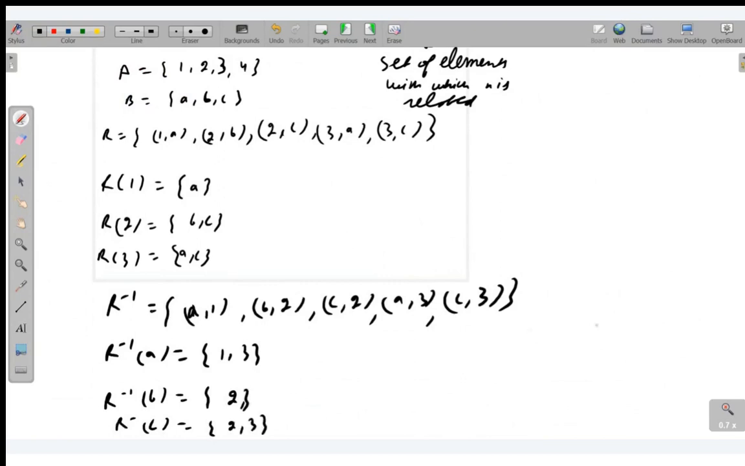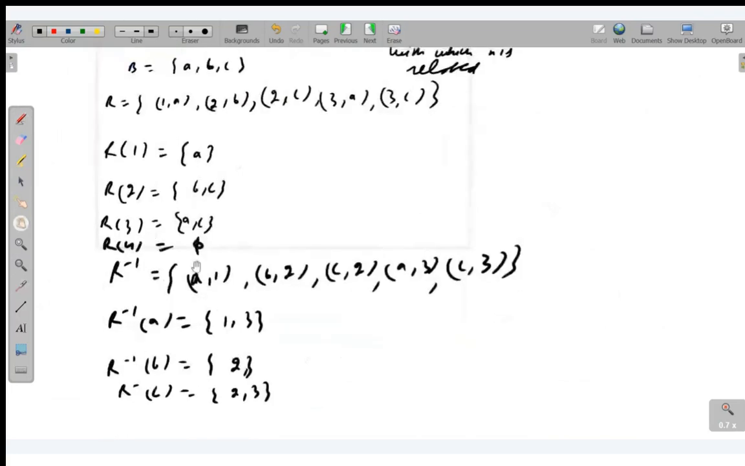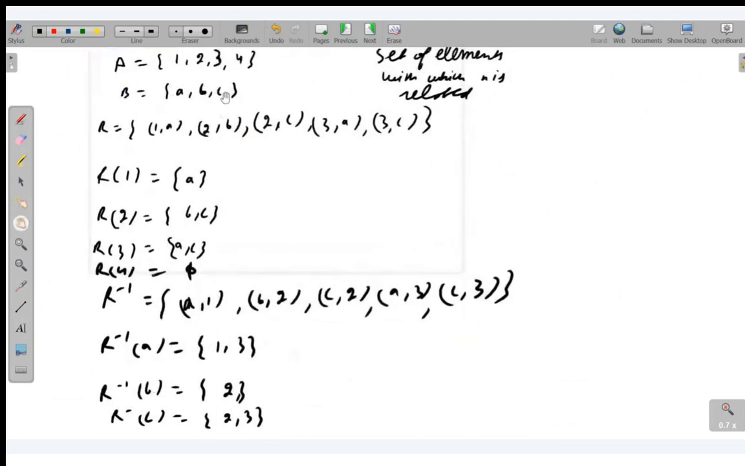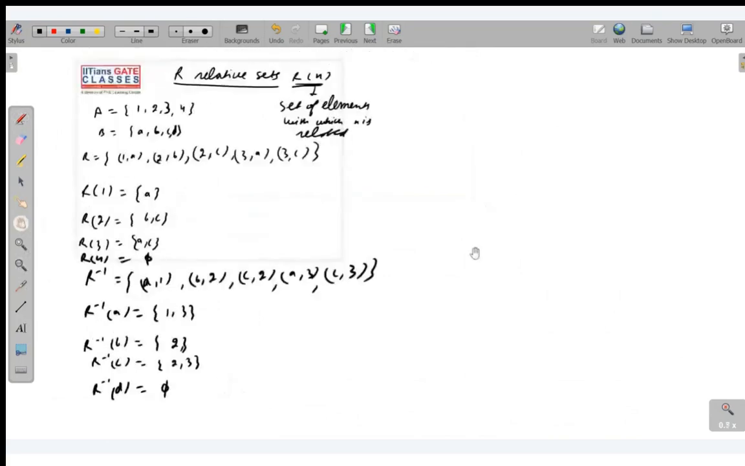Okay. Yes. And one more thing. Since set A has 4 elements, I can find R of 4 also. No doubt here, it is not given. No problem, I can write R of 4. So we will say empty set. That means 4 is not related to any element here. Similarly in R inverse, A, B, C are covered. If we have any element D also here, I will say R inverse of D will be empty. Is it okay? Yes, sir.